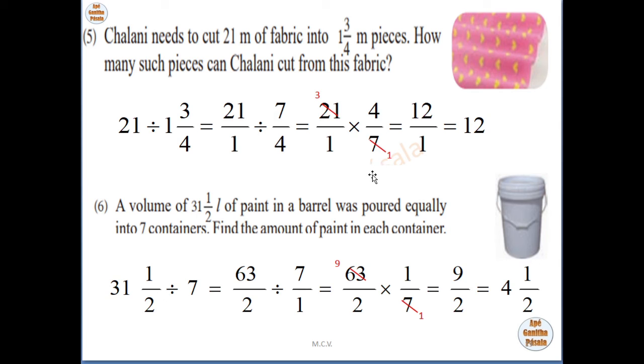21 and 7 are divisible by 7. 7 divided by 7, 1. 21 divided by 7, 3. 3 multiplied by 4, 12. 1 into 1, 1. 12/1, that is 12. Next problem. The volume of 31.5 liters of paint in a barrel was poured equally into 7 containers. Find the amount of paint in each container.